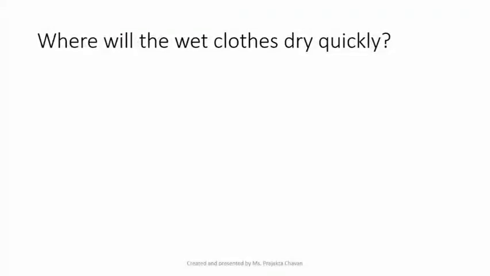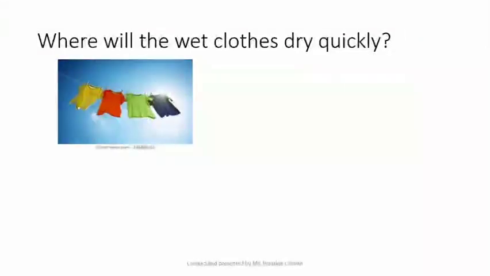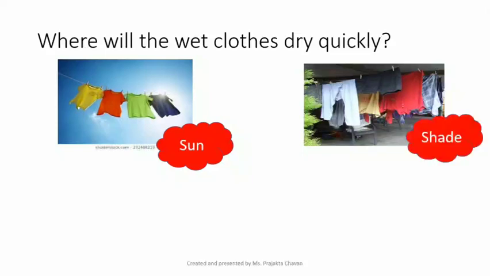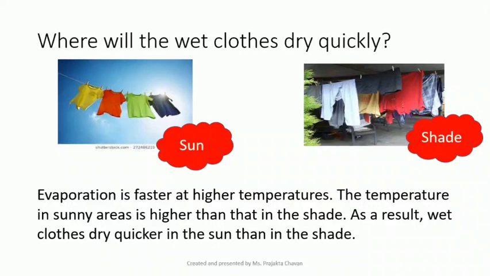Where will the wet clothes dry quickly? In the sun or in the shade? Yes, you all are right. Wet clothes will dry quickly in the sun. Evaporation is faster at higher temperatures. The temperature in sunny areas is higher than that in the shade. As a result, wet clothes dry quicker in the sun than in the shade.